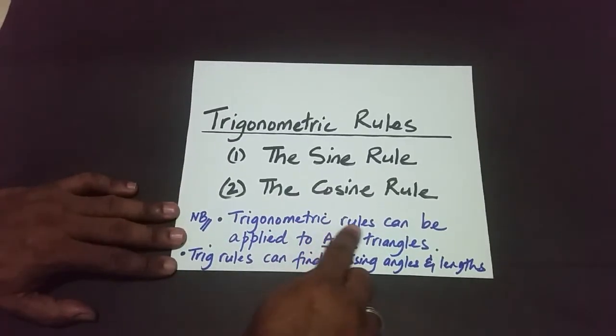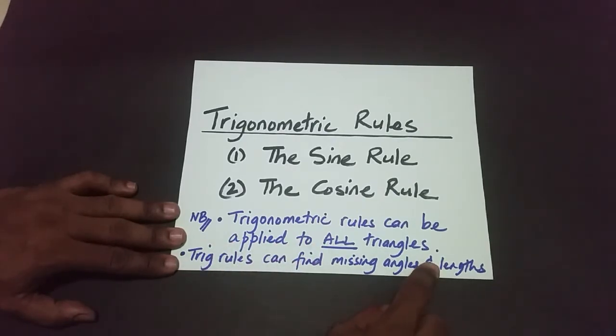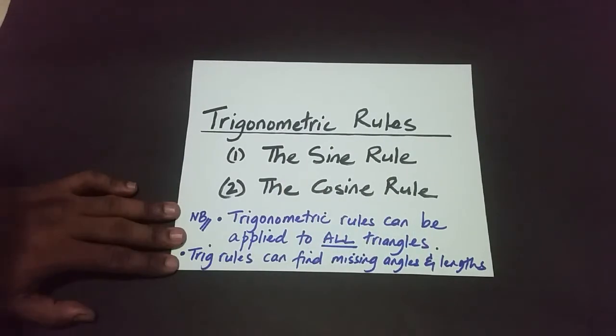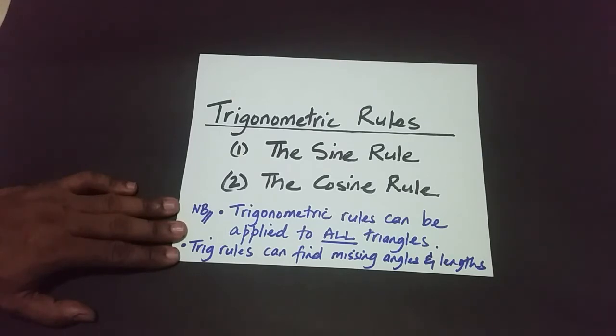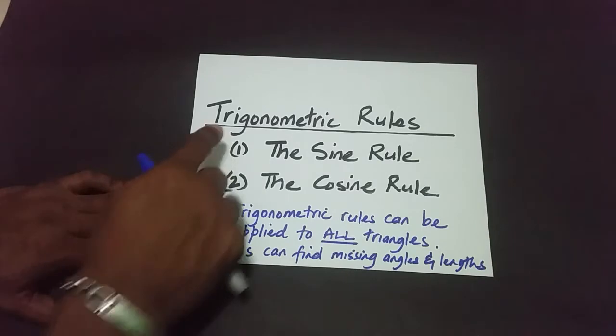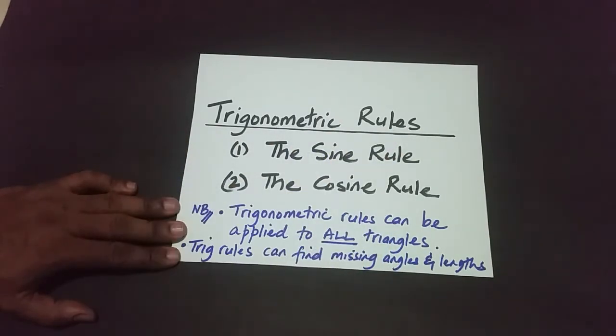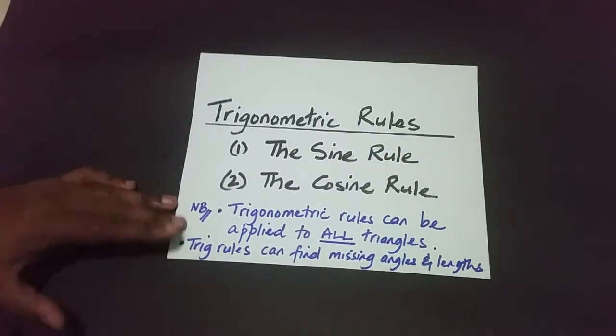Now, trigonometric rules can be applied to all triangles. And again, that's what makes this very, very useful. We can use trig rules on all triangles. And also, trig rules can find a missing angle or a missing length of side, right? Just like trig ratios, except that trig ratios are only limited to right angle triangles, while trigonometric rules can work on all triangles, all right?